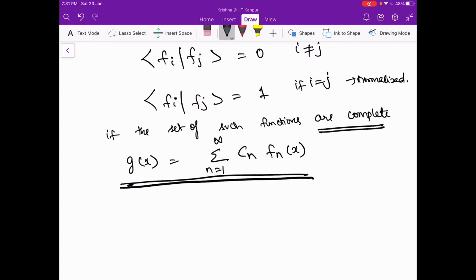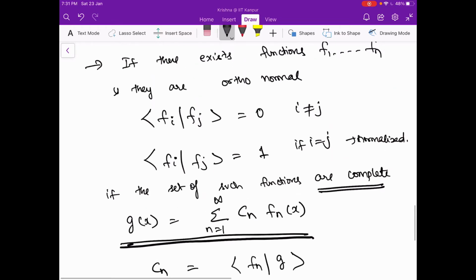Remember, this is very reminiscent of your Fourier, right? So these fn's are your sinusoidal functions, and this cn, the coefficient, can easily be written as the inner product of fn and g. So this is once again a hangover from our Fourier series representation, right? Any of these coefficients cn can be obtained by the inner product of g, the function that you want to find, with the basis functions that we already know, right?